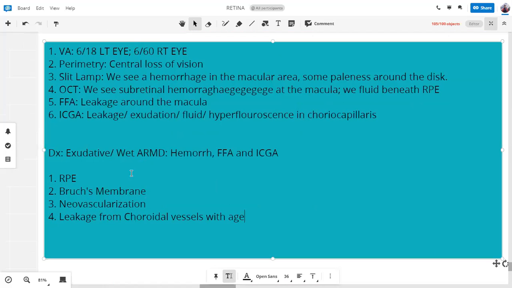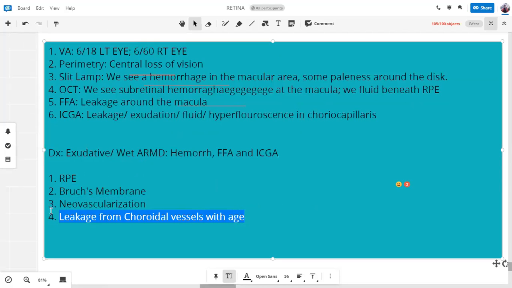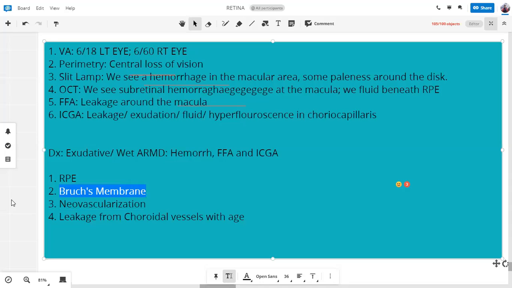Now, this membrane has to dysfunction if there is to be any accumulation of pigment or fluid over here, right? And secondly, there must be another pathology. There can be neovascularization, with fragile vessels which leak and can cause a subretinal hemorrhage, or there can be general leakage from the vessels, and the fluid leaks beneath the Bruch's membrane. Okay? So this is the pathophysiology of age-related macular degeneration.